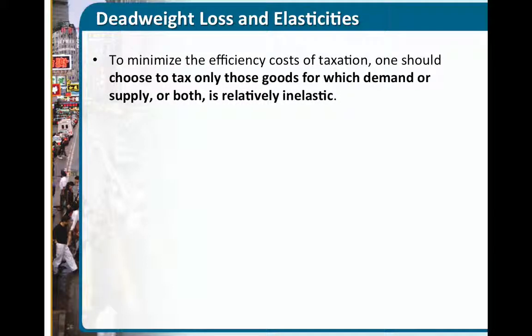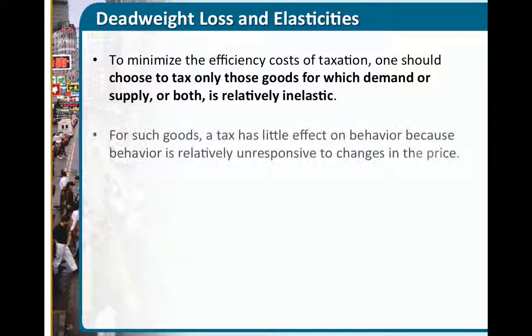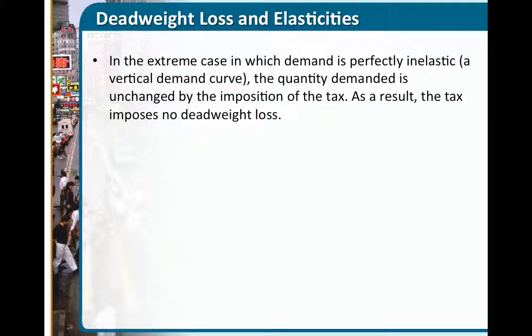So to minimize the efficiency cost of taxation, governments try to tax only those goods for which demand or supply or both is relatively inelastic. One example of inelastic demand, again, is cigarettes. Behavior is relatively unresponsive to changes in price.